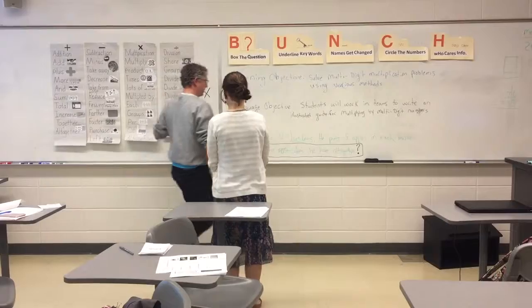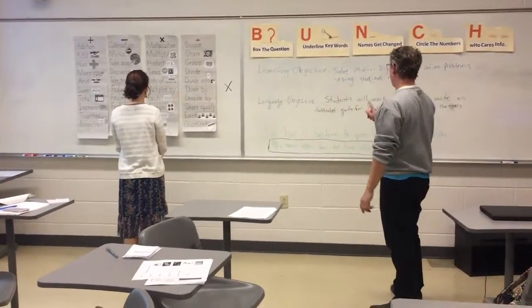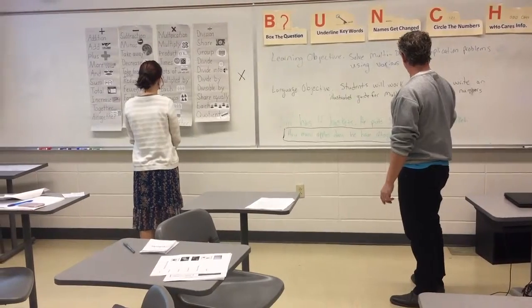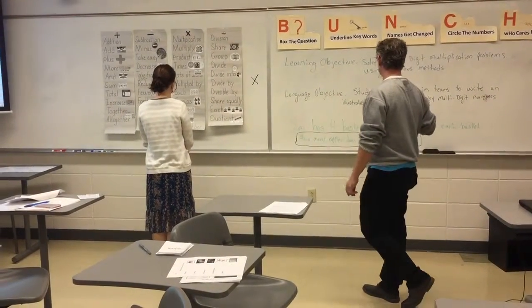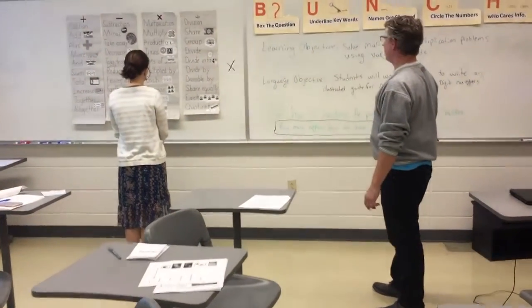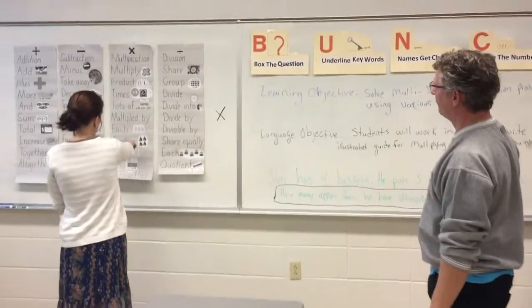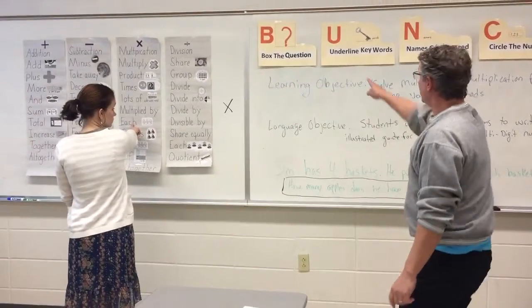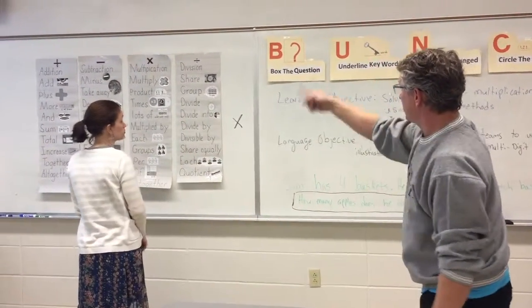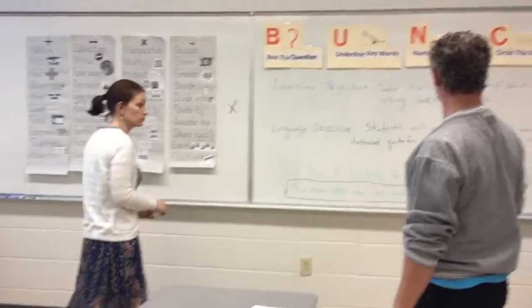So I read, you look. Jim has 4 baskets. He puts 5 apples in each basket. How many apples does he have altogether? Yeah, and what does it say we're supposed to do if you find a word that's on that list? Underline. Right.